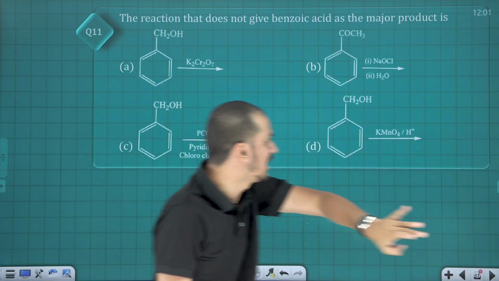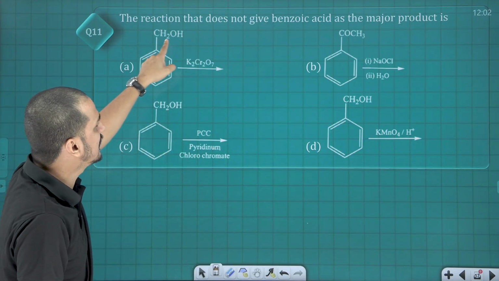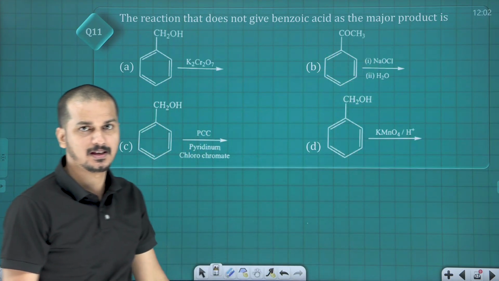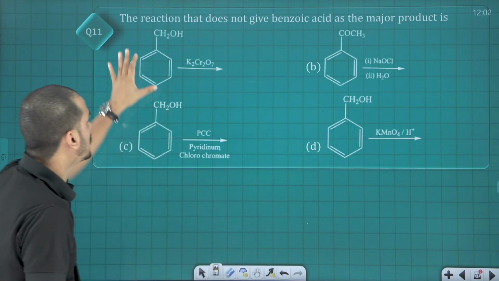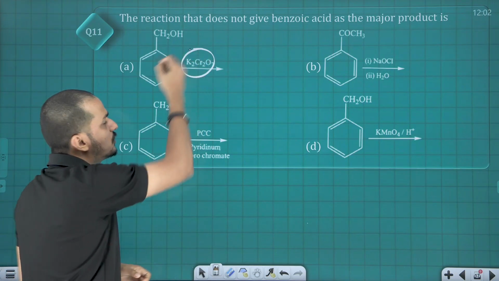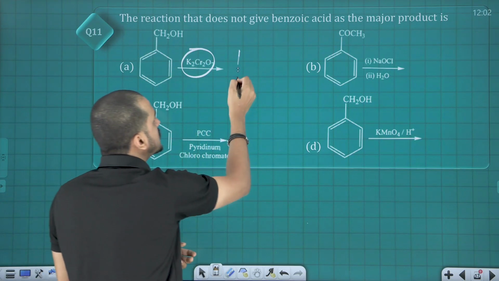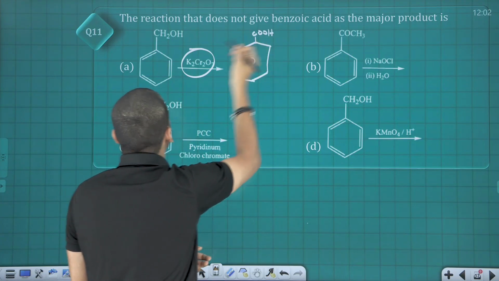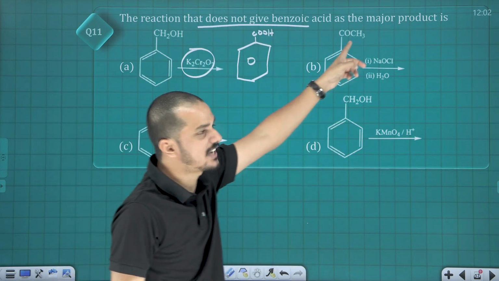Okay. Next question. What about the next question? The reaction that does not give benzoic acid as the major product is. In which case we are not getting benzoic acid, that's the question. Once we look at the first one, you see benzyl alcohol. Benzyl alcohol treated with K2Cr2O7 or KMnO4 will oxidize to what? Benzoic acid, COOH. So that is also correct. They are asking which does not give benzoic acid. What about the second one?